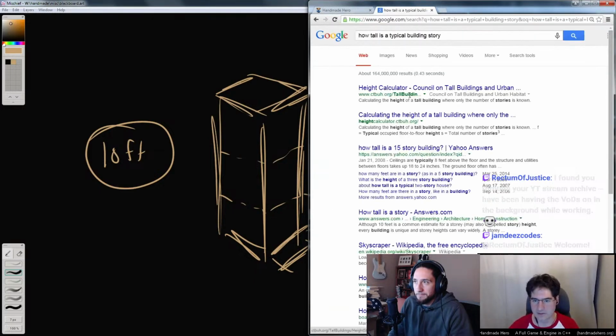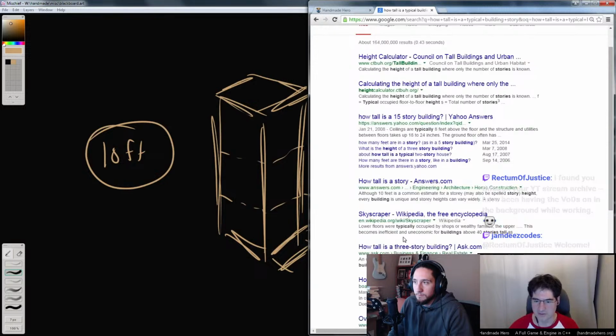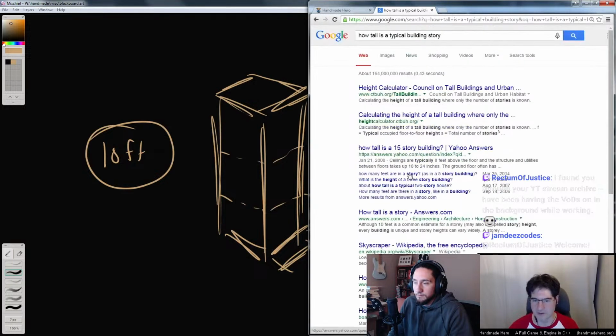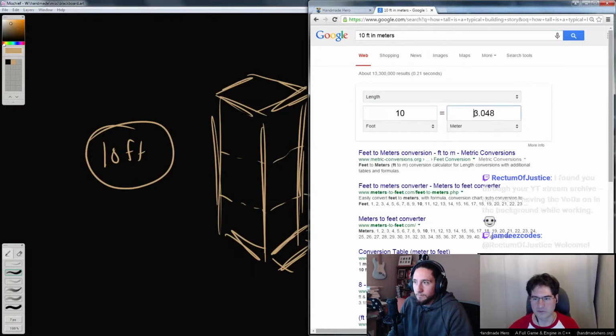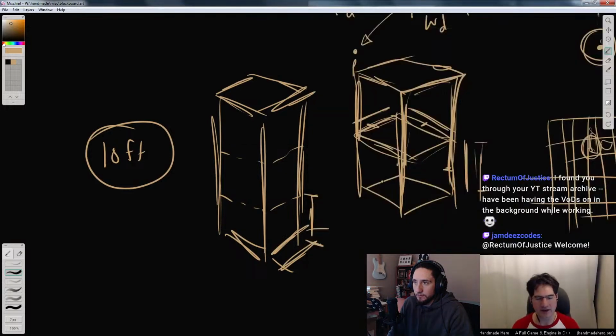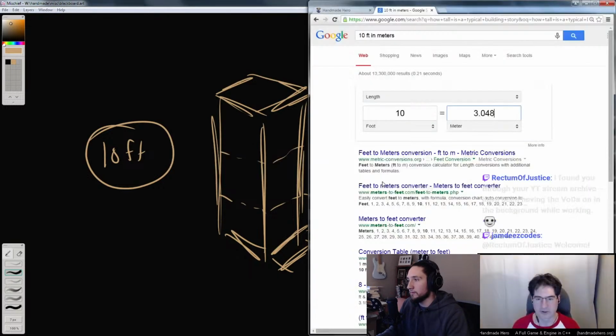And let's see what this is. Calculating the height of a building. No, we just want to know how tall is a story, although 10 feet is a common estimate. So yeah, let's say 10 feet was a common estimate. What is 10 feet in meters? Well, it's 3.04, so close to 3. So we could say that 3 meters high would be a pretty good estimate for how big we might want our cells to be in terms of how we chunk up the world, right?